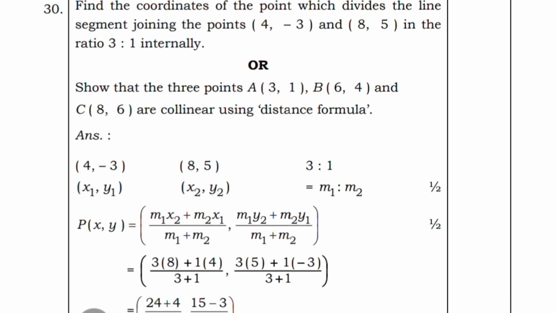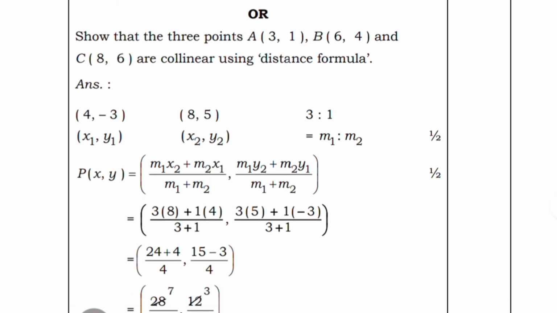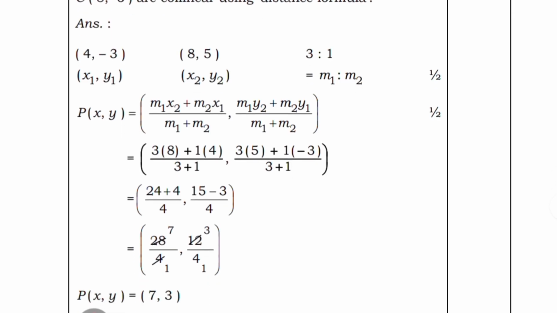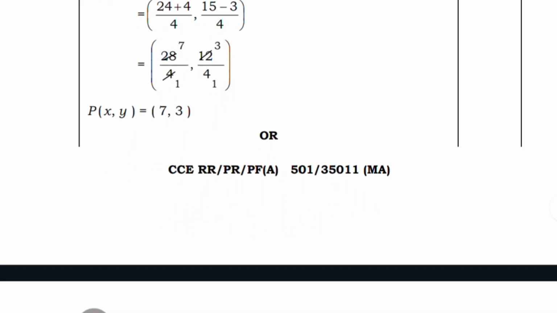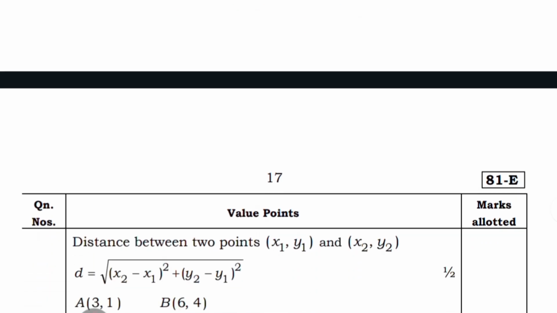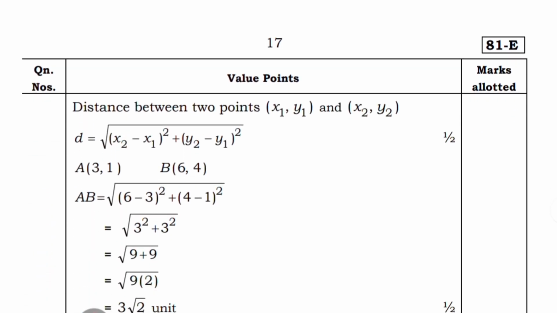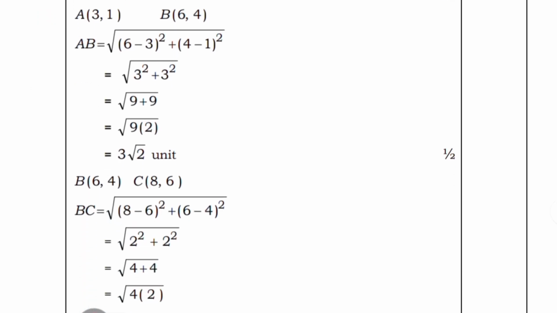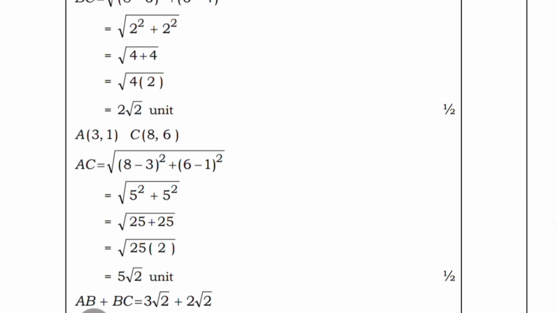Find the coordinates of the point which divides the line segment. This can be solved by this formula, P of x is equal to. By writing the formula, you will only get half marks, and you should write what is given in the question. For this, again you will get half marks, so your 1 mark you can easily score here by writing the formula and what is given in the question. So P of x is equal to 7, 3. This is the answer. Distance between points. Yes, you can see how they are solved.